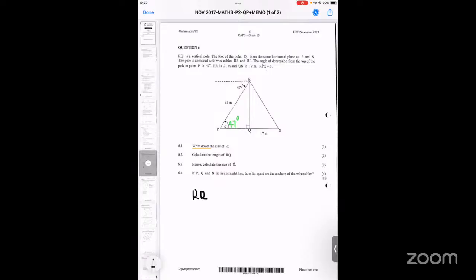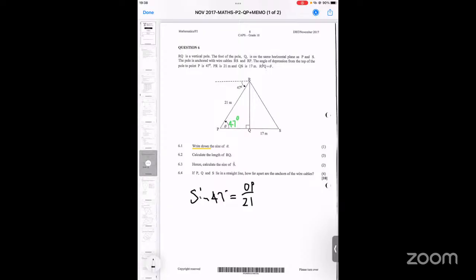So that means RQ. Maybe let's formulate. Let me write it down from the start. So you're saying sine of 47. Oh, it's not 45, it's 47. Okay, yeah, I have mine. The sine of 47 is equal to opposite over 21. Okay.